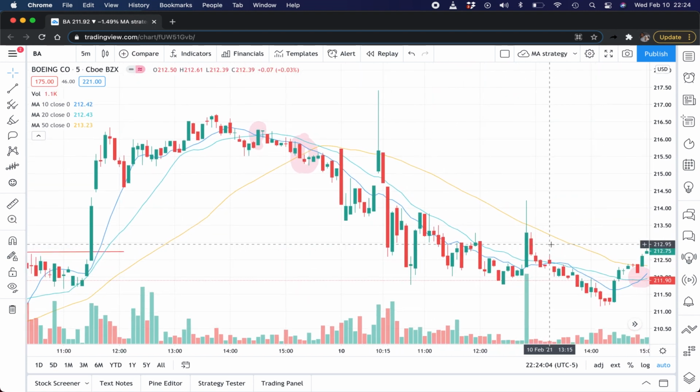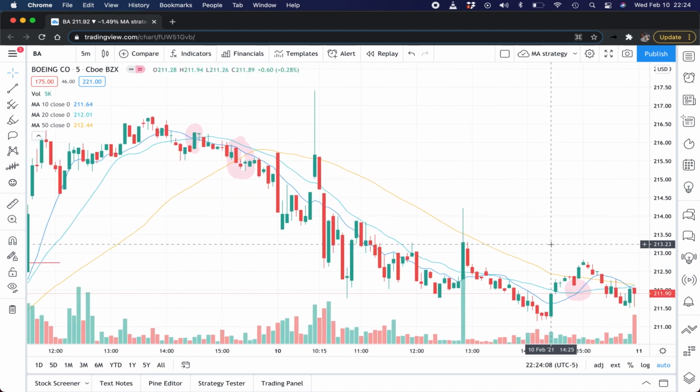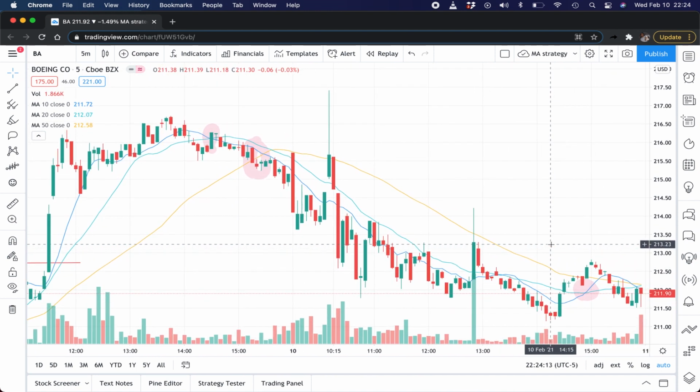But again, clearly you can use this 10, 20, 50 strategy to get in and get out of trades. As you can see, this is a helpful way to make your decision to enter and exit the trade.